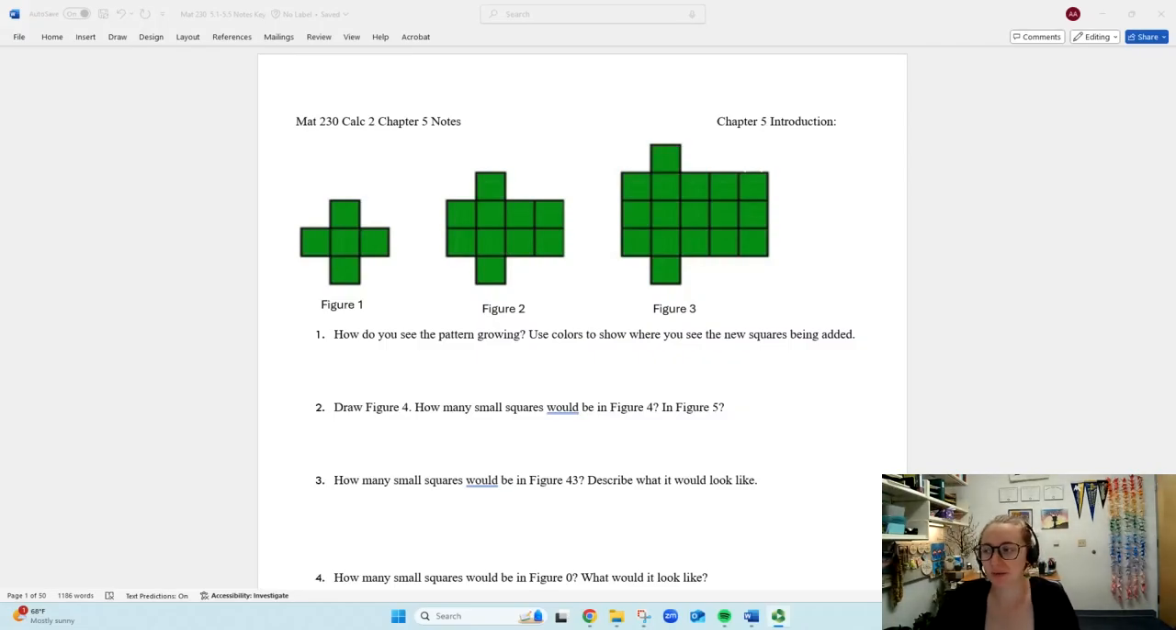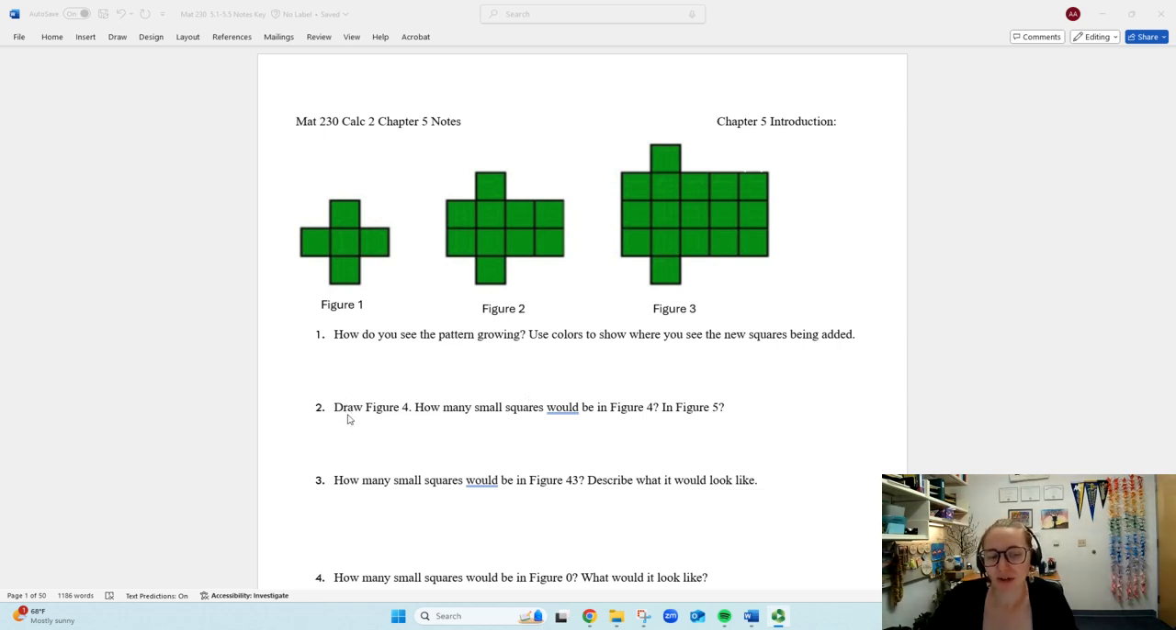Hello all. Today, before we dive straight into today's topic, I want us to take a moment and actually look at these three figures that we have here. Pause the video and I want you to see how you see these growing. So try to answer some of these questions. How do you see the pattern growing? Use colors to actually show where you see new squares being added.